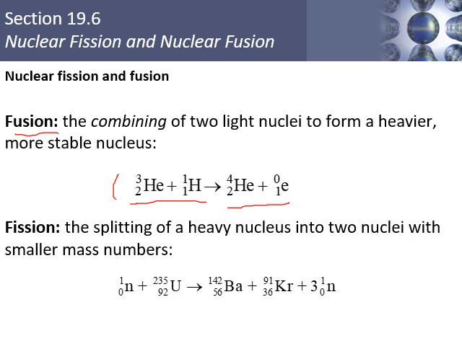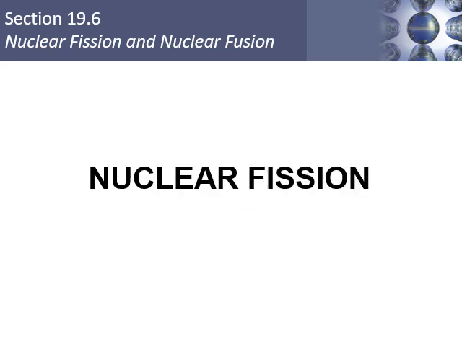If it's something really big like uranium, it's probably going to be fission. In fact, it is going to be fission. And if it's in the middle, like say nitrogen going to oxygen, then that's going to be transformation. Next slide. Let's talk about fission. Next slide.